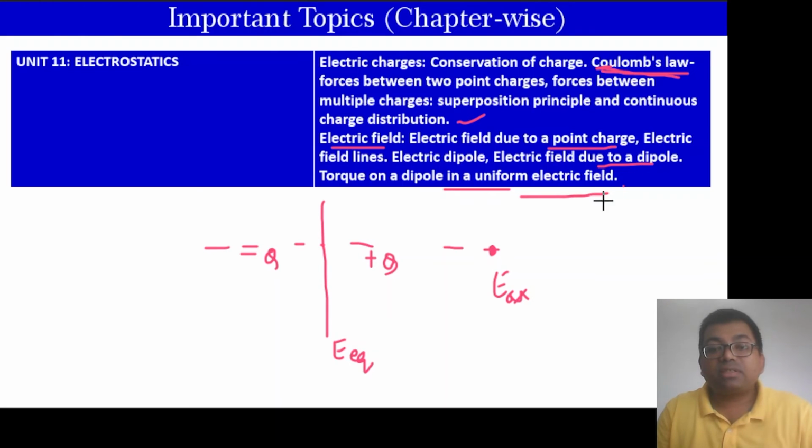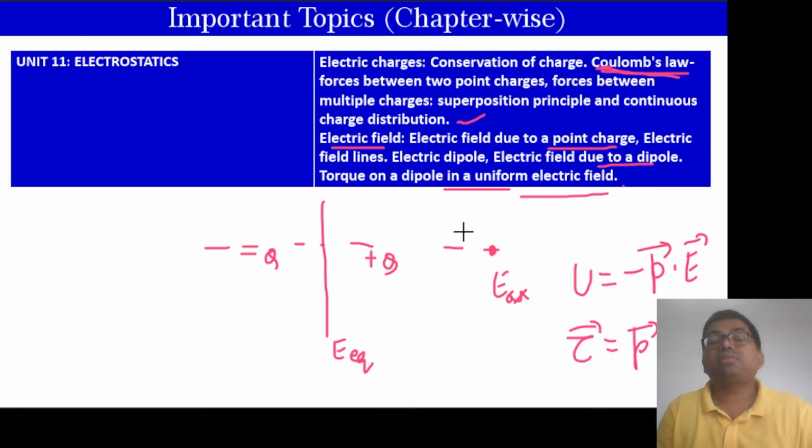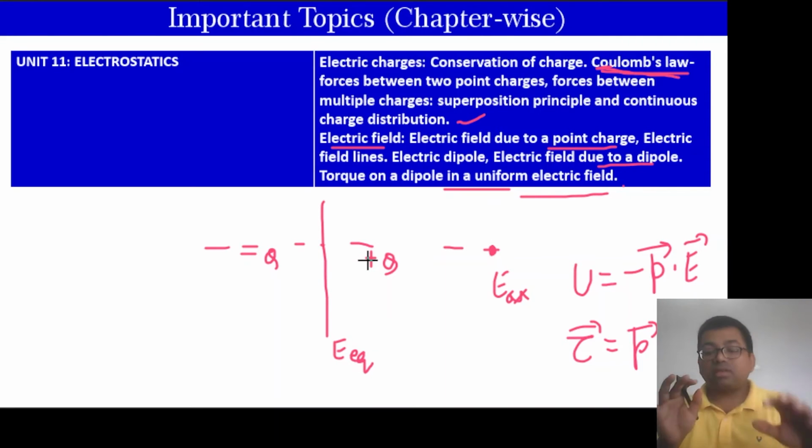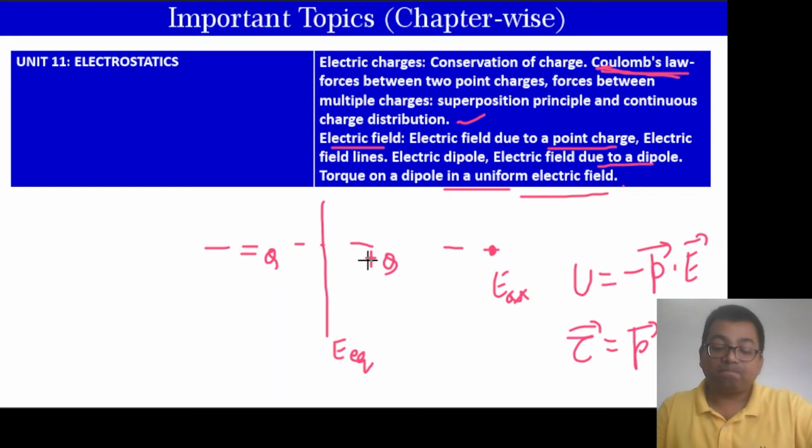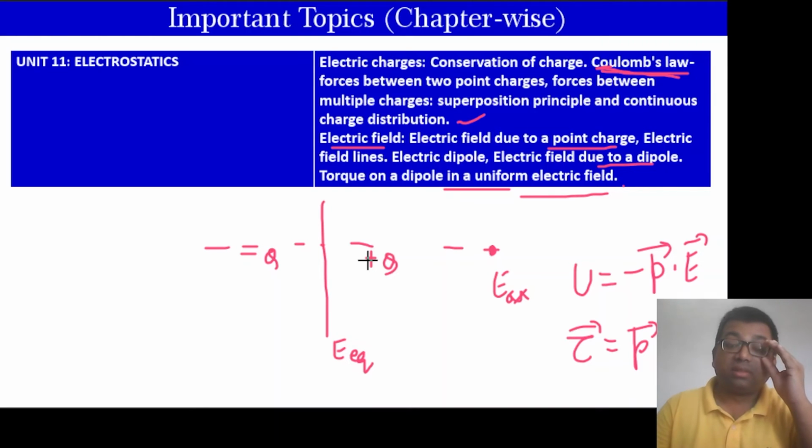Then in a uniform electric field, the torque acting on the dipole is P cross E. Then there are various results. Potential energy is minus P dot E. All these results you need to remember so that you can apply them. And you also have to see the derivations. You should be clear with the derivation, because if suppose they give a different point, then how will you calculate?